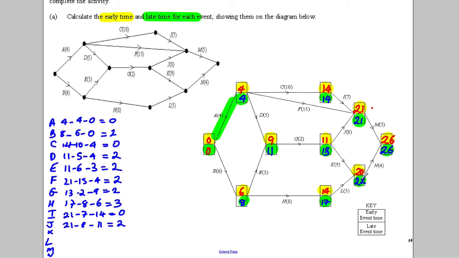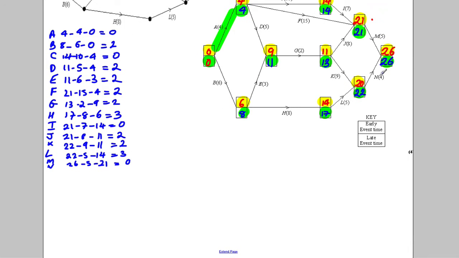K is going to be 22, take away 9, take away 11, which is going to give me a float of 2. L is going to be 22, take away 5, take away 14, which is going to equal 3. M is 26, take away 5, take away 21, which is clearly 0. And N is 26, take away 4, take away 20, which is 2. That should be N there.